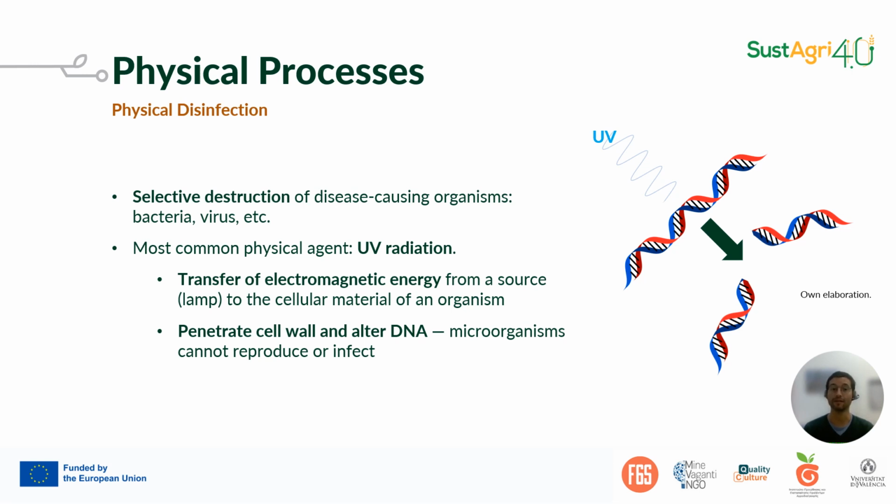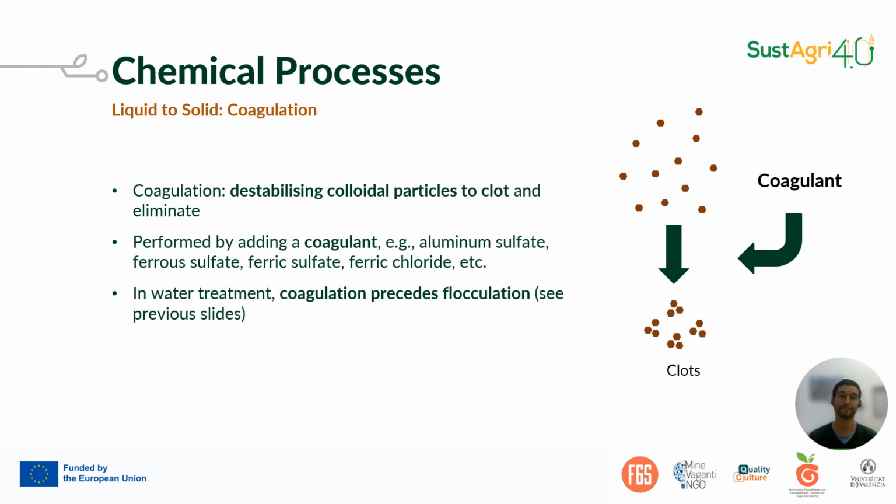Ultraviolet radiation allows the destruction of pathogenic organisms present in the water, such as bacteria or viruses. This is achieved by breaking the DNA chains, thus causing the death of the microorganisms. We now enter the chemical processes. The first is coagulation, which involves adding chemical reagents to the water so that very small, hard-to-settle particles called colloids can aggregate to form larger, heavier clots. As stated, the coagulation process is combined with the physical process of flocculation to obtain better results.